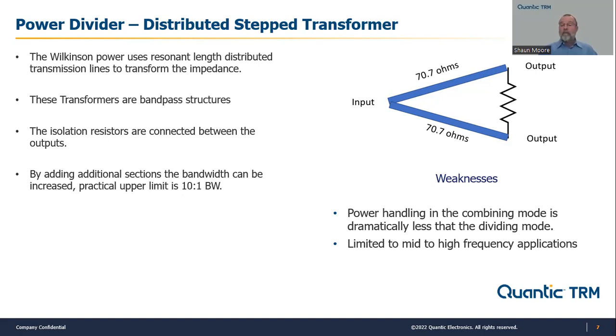If we want to build a broader band Wilkinson than the single section is good for, a 20-30% bandwidth, you start putting two sections onto it, you can get an octave. And by increasing the number of distributed transformer sections, being practical, you can get about a 10 to 1 bandwidth out of this sort of structure if you were to have, say, eight or nine sections cascaded. This really works well for higher frequency operations just due to the size. Each one of these transformer sections needs to be a quarter wave long. Therefore, with the lower frequency, size just becomes impractical.